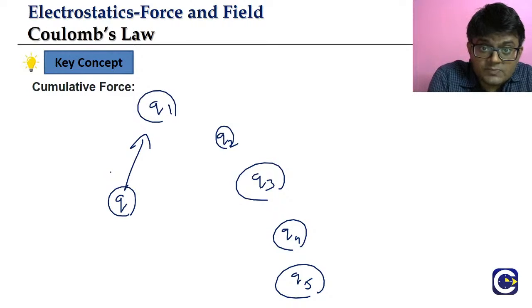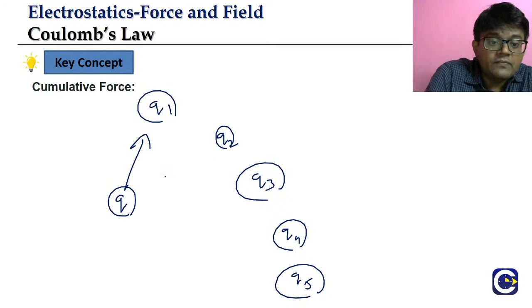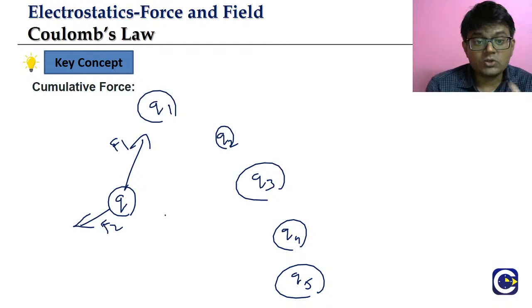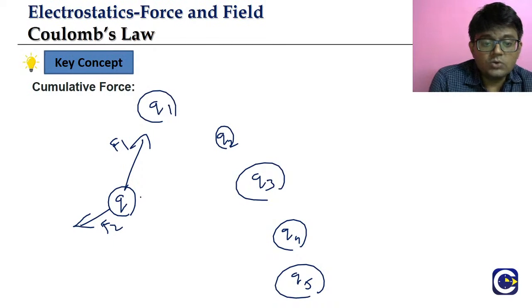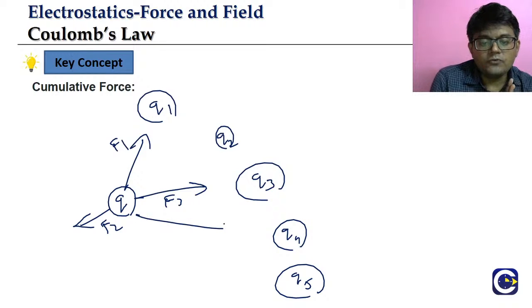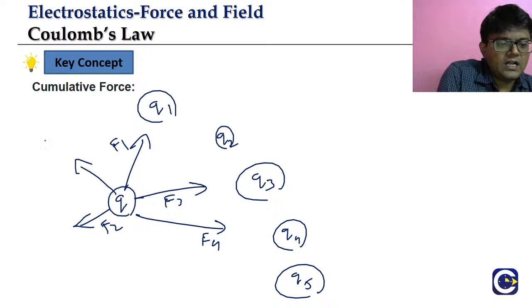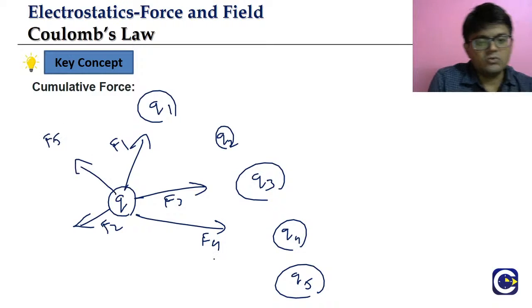If they are like charges, they will repel. See, if q2 and q are like charges, then q2 will repel. The electrostatic force can be attractive or repulsive. So let us say q3 is unlike, then it is attractive. q4 we take as unlike, attractive. q5 let us say like, then what comes? Repulsive force.